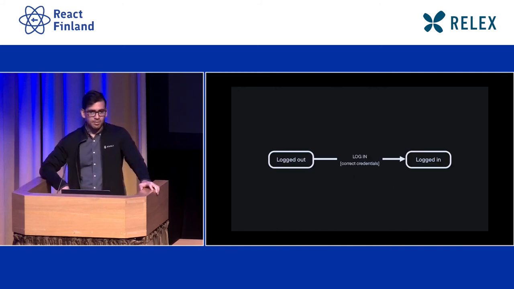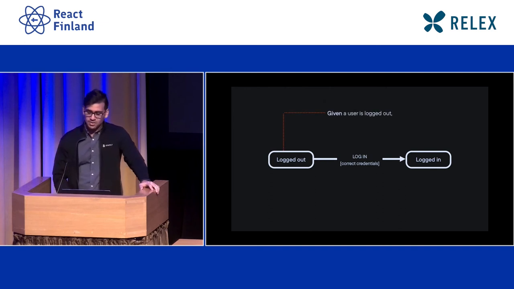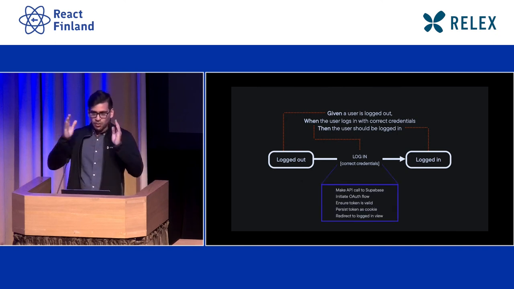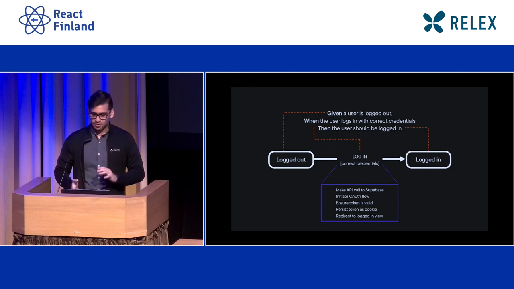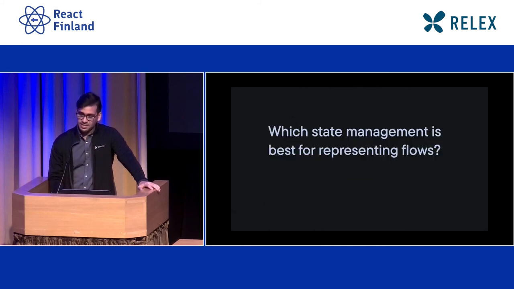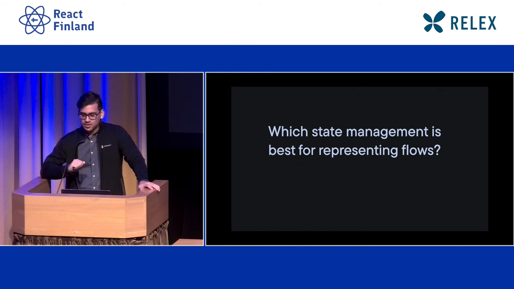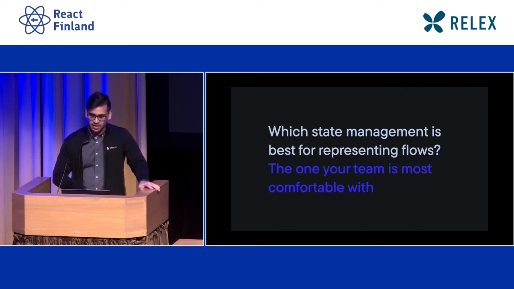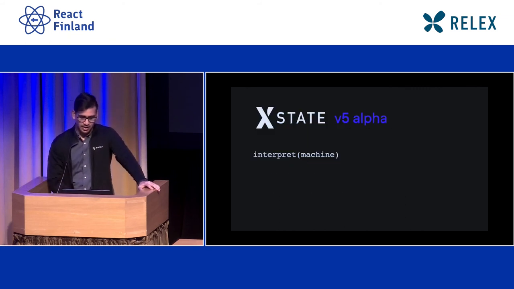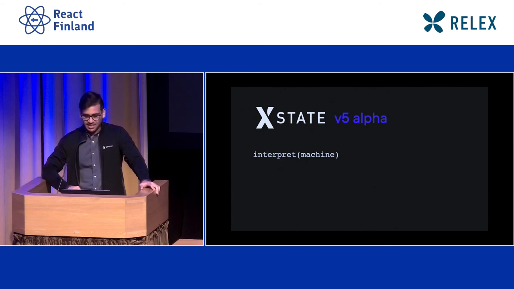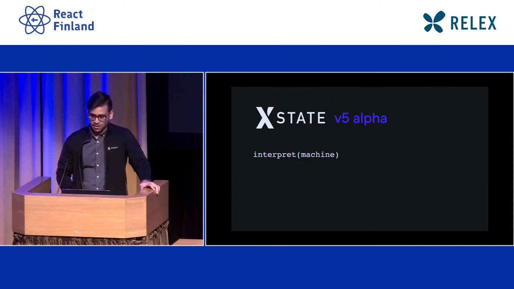And so that's why, I haven't really talked about state machines yet, but one of the reasons that I love state machines is because state machines allow you to express both the specification, like this user story over here, and allow you to go more into detail and refine the parts of your state machine with actual implementation logic. And so that's why I created XState, and so in helping you decide which state management is best for representing these kinds of flows, the real answer is the one that your team is the most comfortable with, right? I don't mean to say that XState's the answer, it's not, but we've been working on XState, and we have version 5 alpha that's hopefully coming out soon.